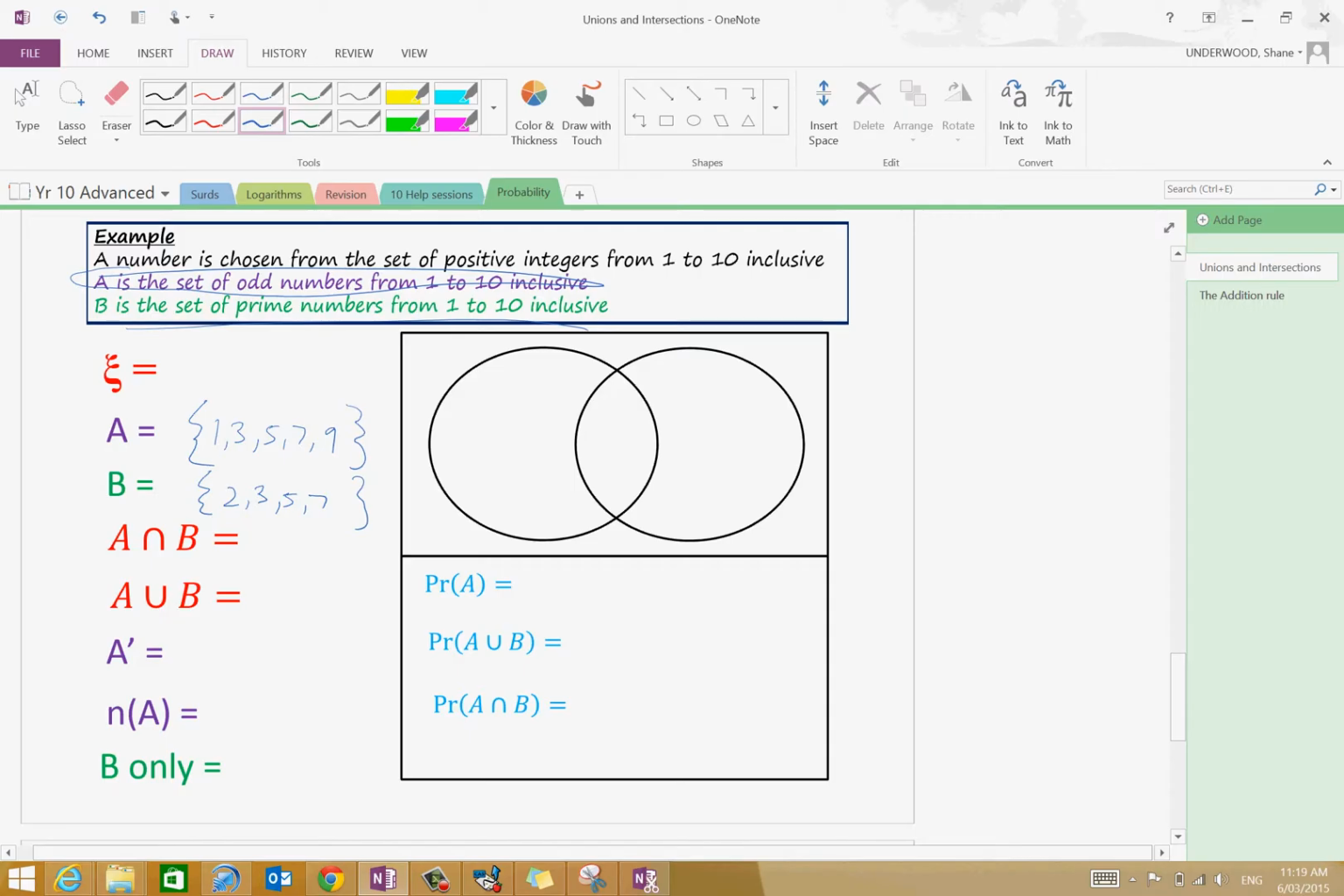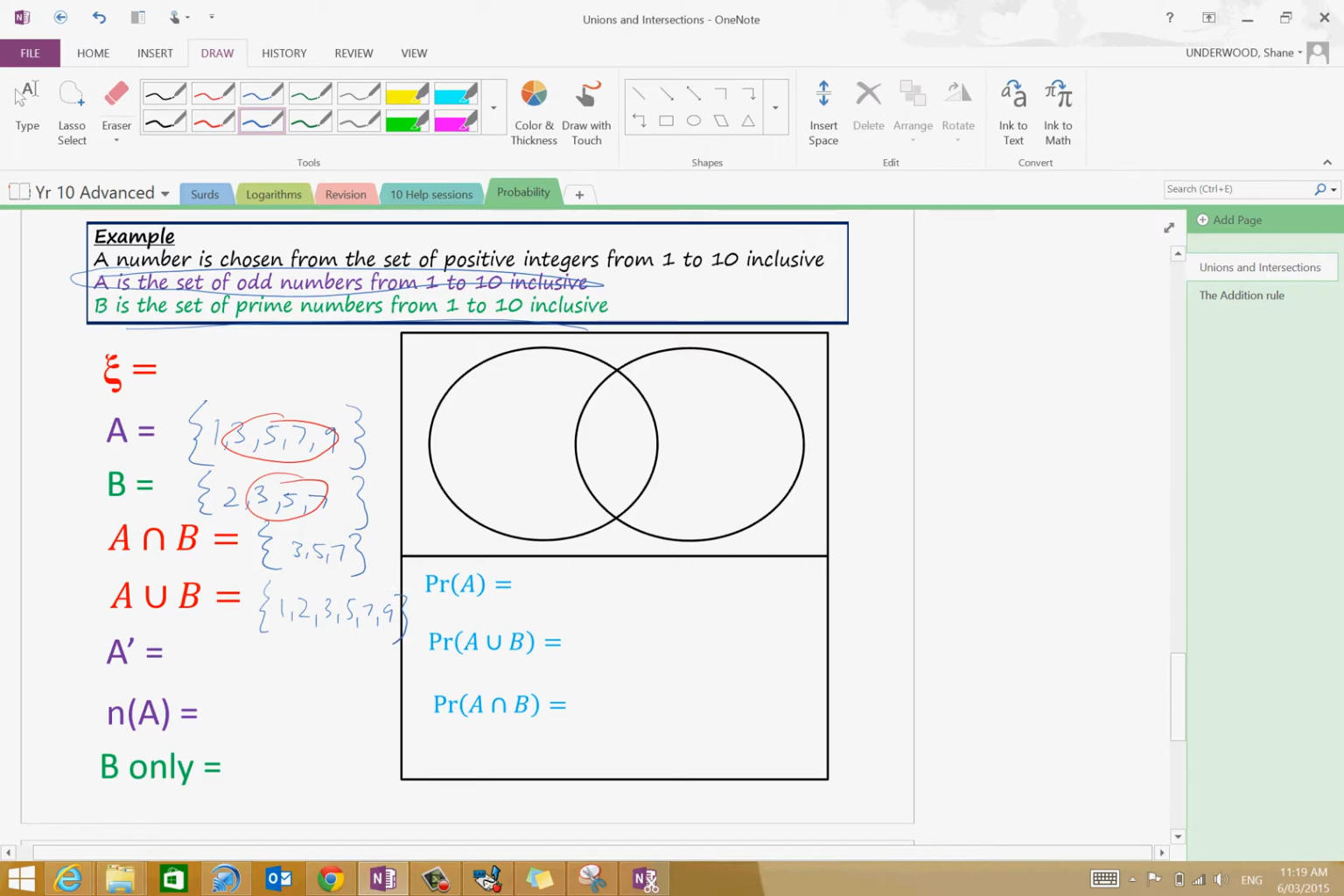Now, what about A intersection B? What are the elements of A intersection B? Where is the common thingy here? Thank you. Awesomeness. Okay. So, A intersection B is 3, 5 and 7. What about A or B? Yeah, it's all of them. But the thing is, they don't write them out a second time. You can say 1, 2, 3, 5, 7 and 9.